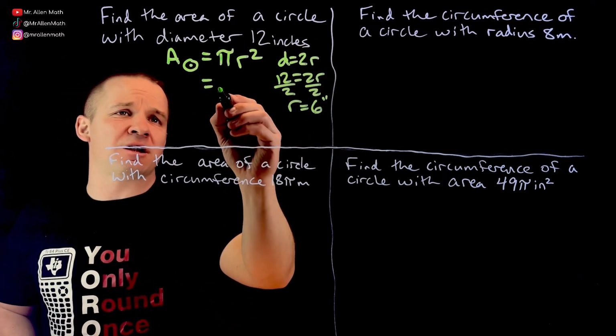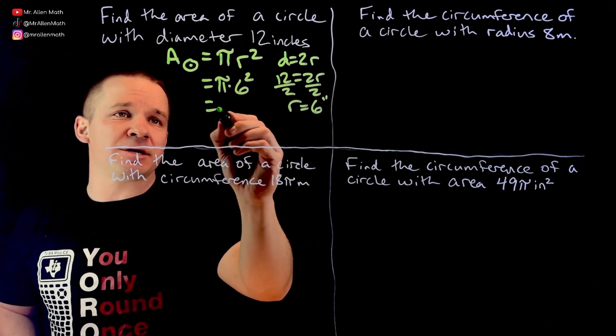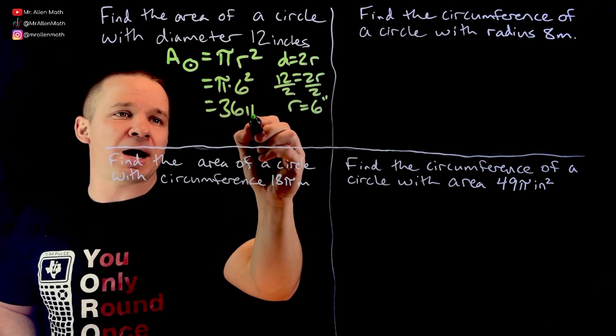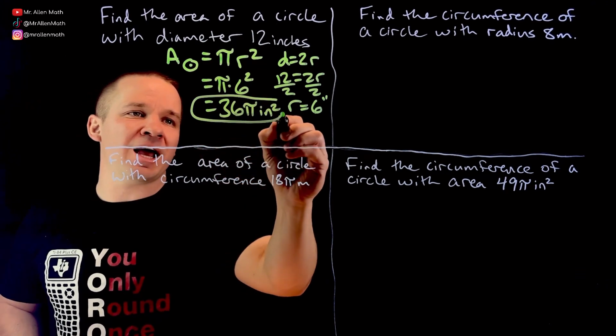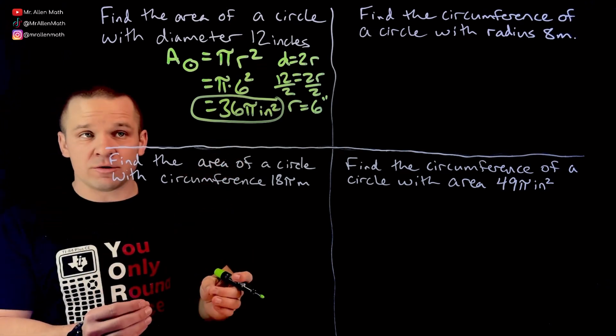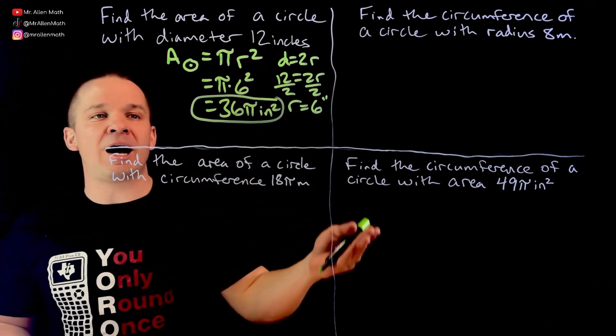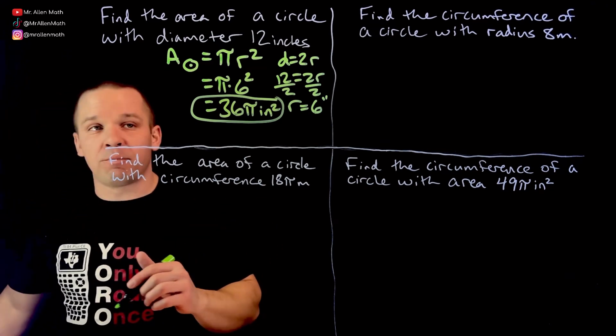So now we can plug this stuff in. I got pi times 6 squared, and I've got myself 36 pi inches squared, since we're dealing with area. Nice. There we go. First one done. A lot of times with circles, we're going to keep things in terms of pi. That way it's exact, right? There's no decimals. I don't need to plug this in my calculator.